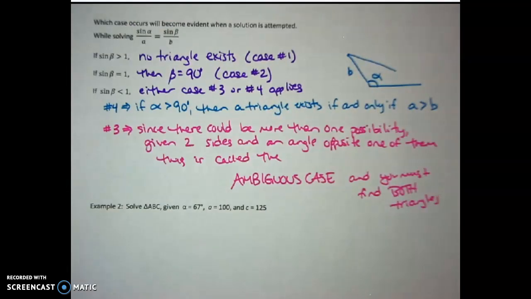And in case number 3, since there could be more than one possibility, given 2 sides and an angle opposite one of them, this is called the ambiguous case, and you must find both triangles.